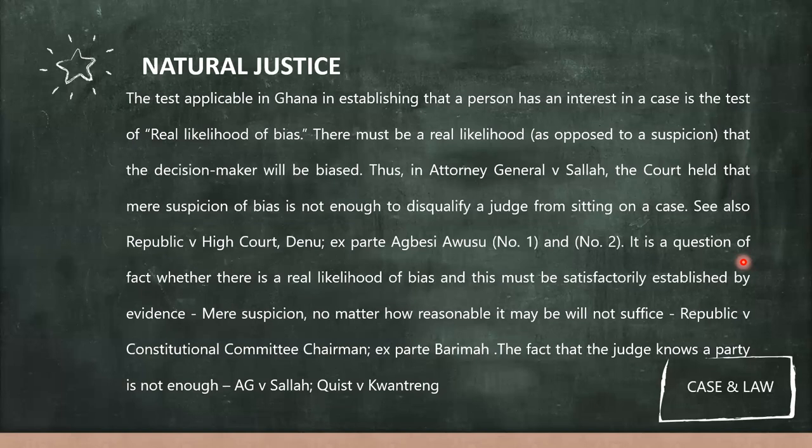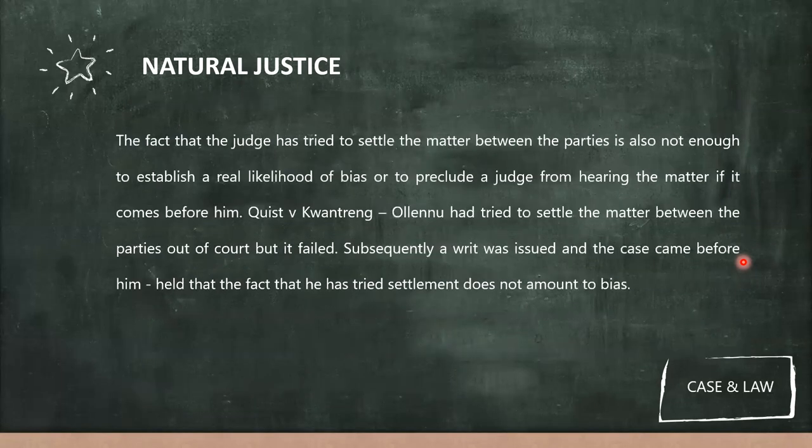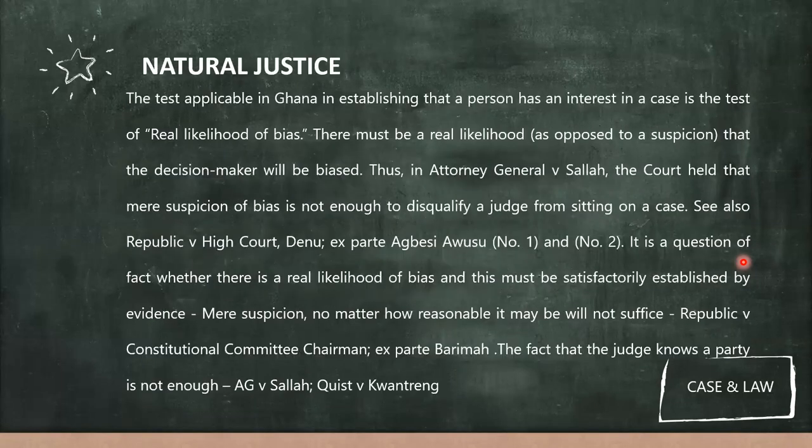Good. So, what is the test in determining whether a judge, or whether a person, has been a judge in his own cause? Normally, the test is that you must prove that there is real likelihood of bias, not suspicion.